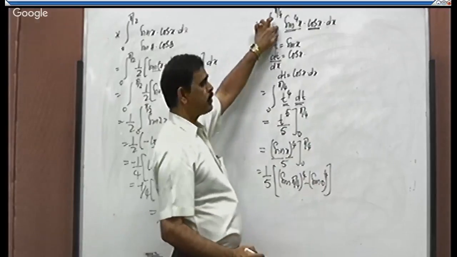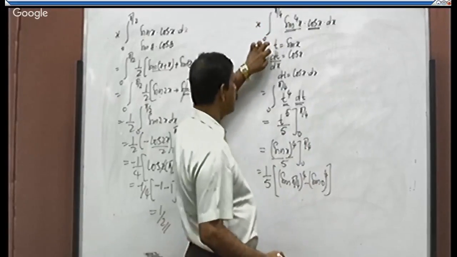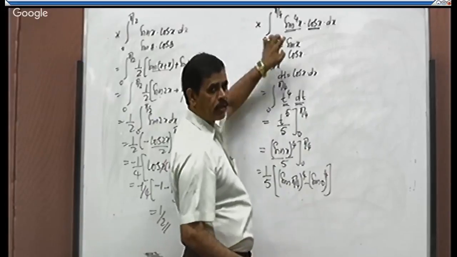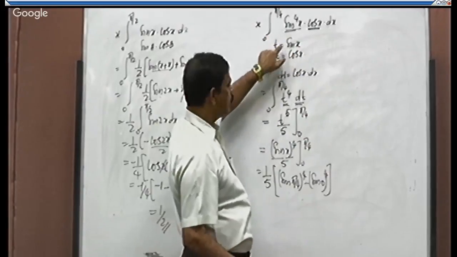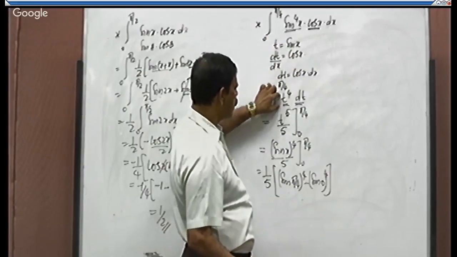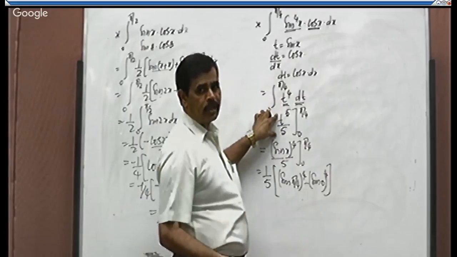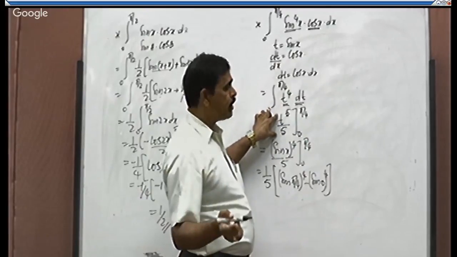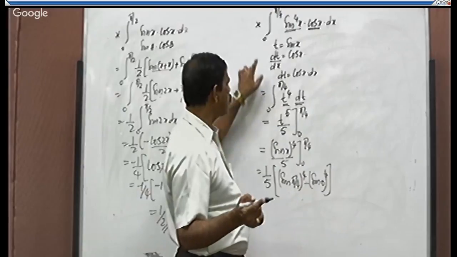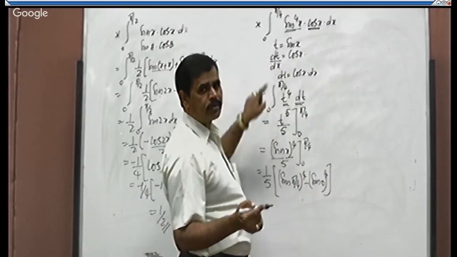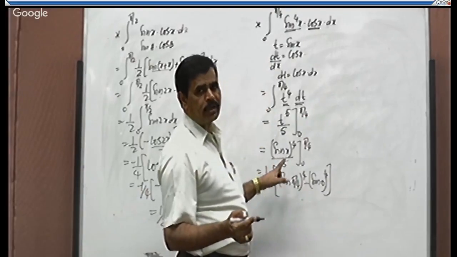If it is the substitution method, you are changing the given variable into another variable, t or theta. You just integrate it, and you will get the answer in the new variable. After integration, you replace that new variable with the old one, then you substitute the limit. That procedure you have to follow.